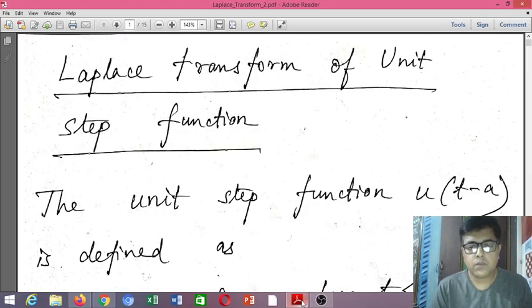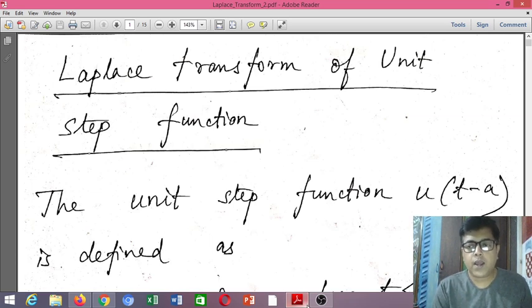Okay, good morning all. Today I am going to start with the topic Laplace transform of unit step function. In the last class we discussed the Laplace transform of periodic functions. I hope you have understood the topic and gone through the assignments. Today's new topic will be how to find the Laplace transform of a unit step function.